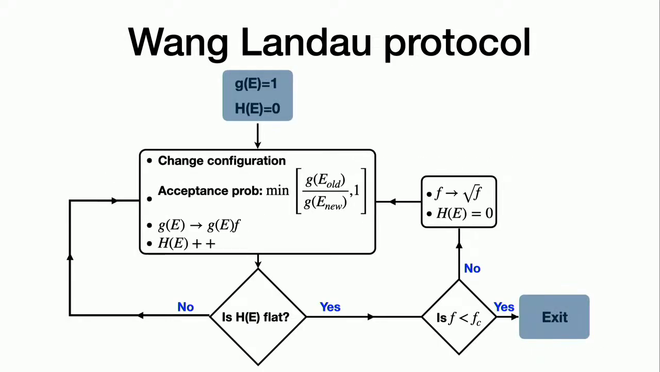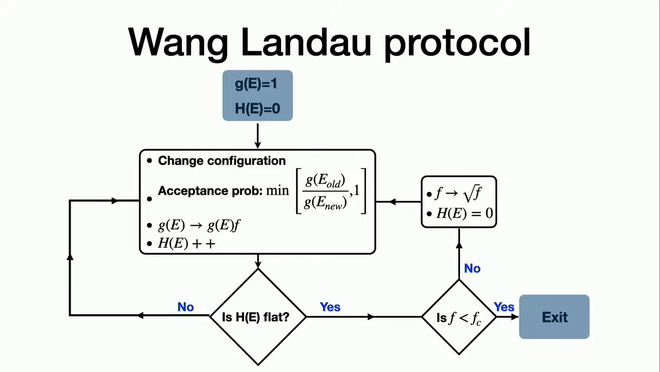Okay, so let me describe the algorithm. You start with a flat density of states. Histogram is 0. You change the configuration to another one. You accept that with the same Metropolis rule. Probability minimum of 1 and weight of new by weight of old, but weight of the thing is 1 by G of E. So this is exact Metropolis rule.